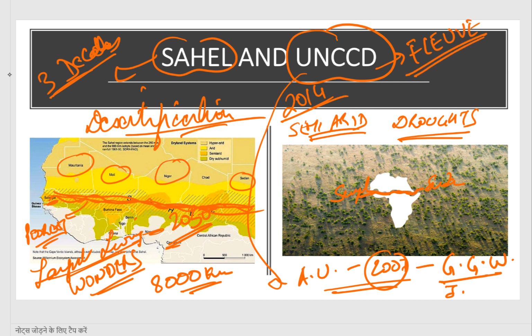FLUVE. The full form is Local Environment Coalition for a Green Union. So I repeat, Local Environment Coalition for a Green Union. FLUVE is a program of UNCCD, United Nations Convention to Combat Desertification. It's a supportive program to African Union's Great Green Wall Initiative in the Sahel Belt.